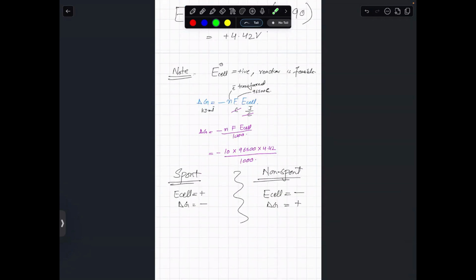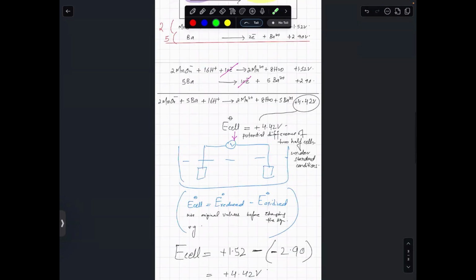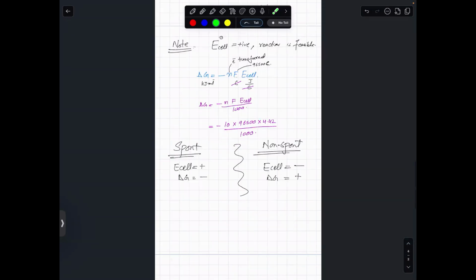Your next topic is how to construct the cells properly. This I'm going to do in the next lecture.